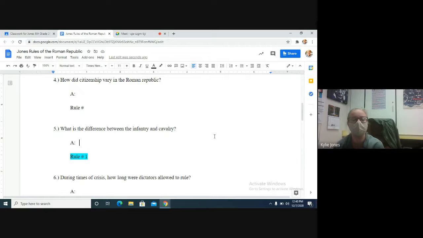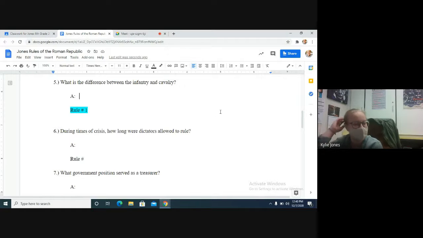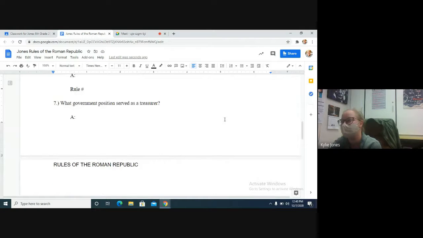Yeah, we put number 2 is for rule number 1, yeah. Number 5 also applies to the first one. Number 6, during times of crisis, how long were the dictators allowed to rule? Was that in there? I don't remember seeing that anywhere. I don't either. Number 7, what government position served as a treasurer? So the person that took care of the money. Did they talk about that? Not yet.